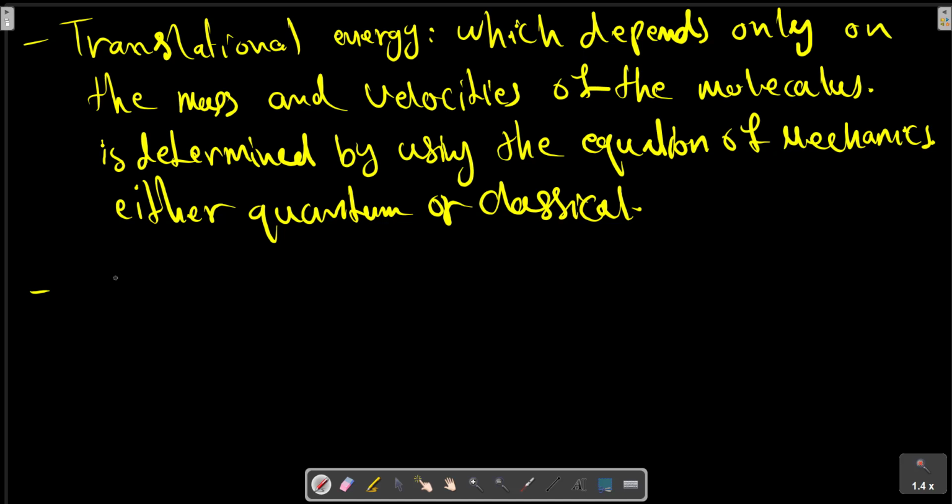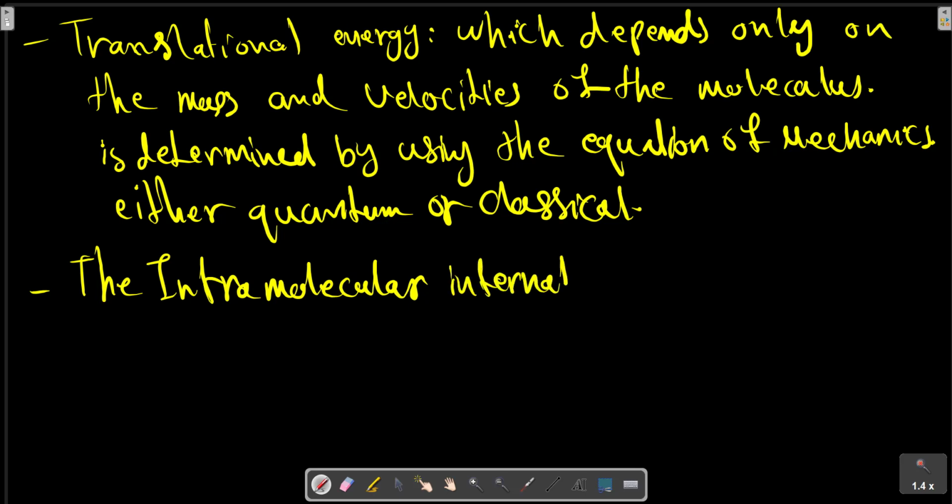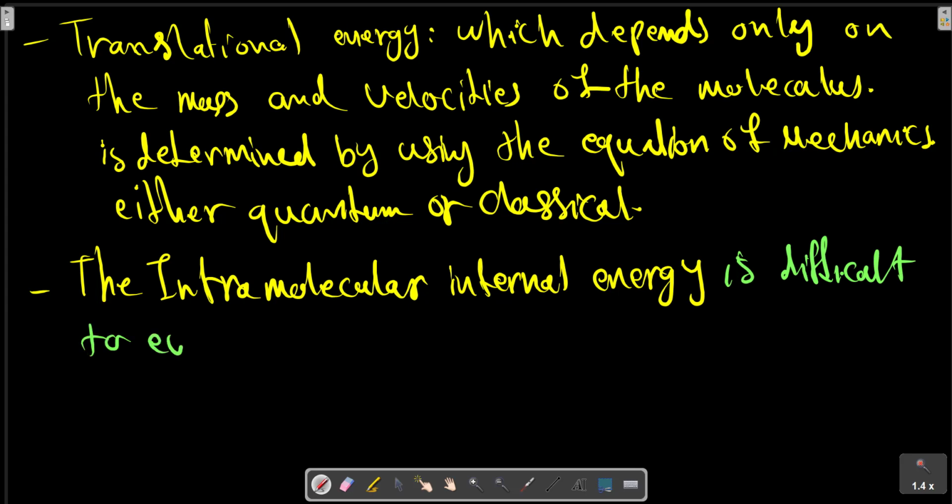The intramolecular internal energy is more difficult to evaluate because in general it may result from a number of contributions.